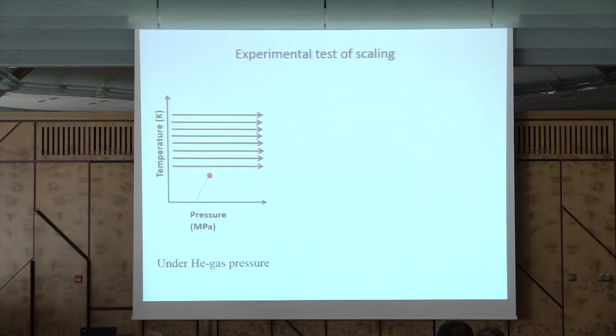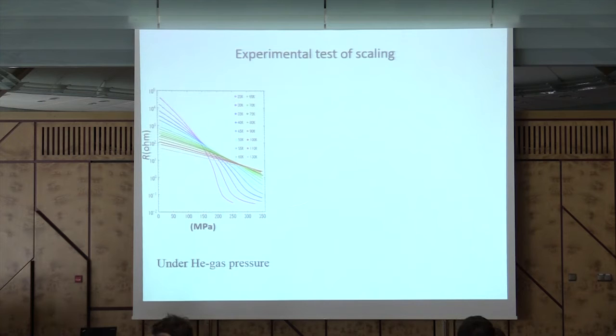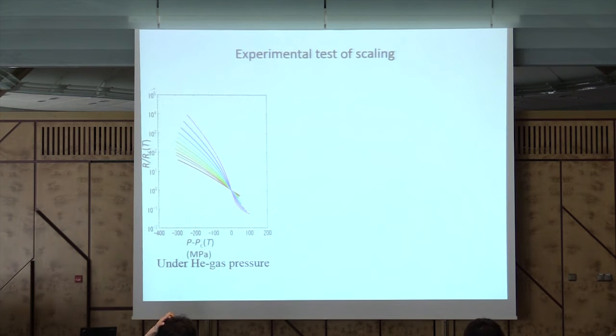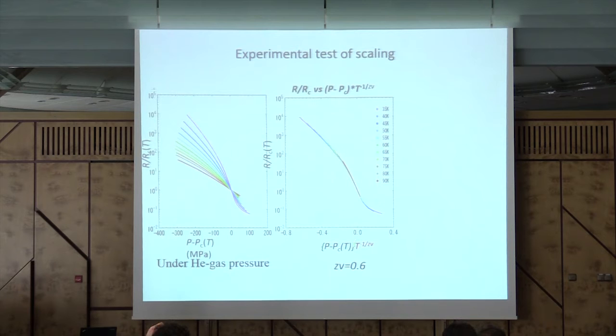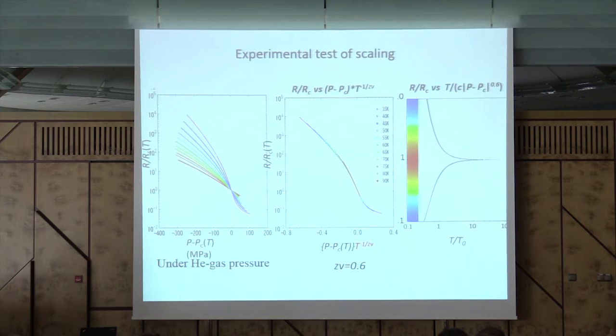Okay, this is the resistance curve as a function of pressure. Then the inflection point is defined, all of the data is normalized here, and the pressure is normalized with a prefactor. This is T, the temperature, and zν is an exponent. If we use the value of 0.6 as zν, the whole data are scaled to one curve. If you plot this data as a function of reduced temperature, these curves show two universal curves bifurcating into the insulating and metallic states. And this is a perfect mirror symmetry, nearly perfectly reproducing the theory.